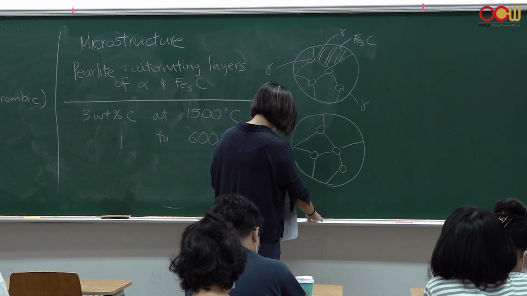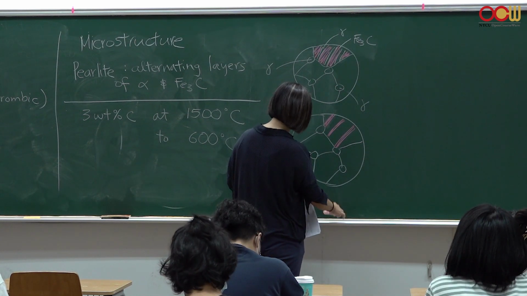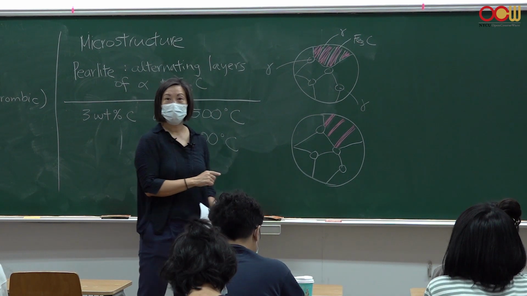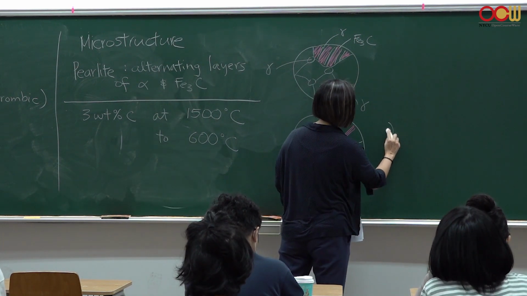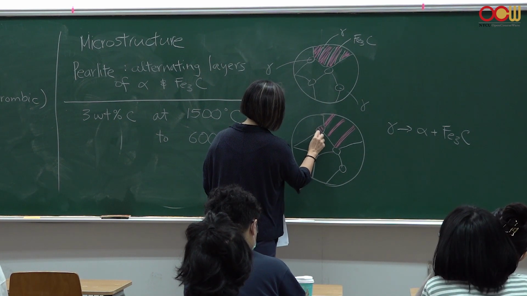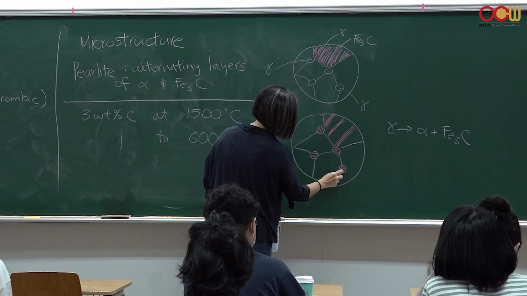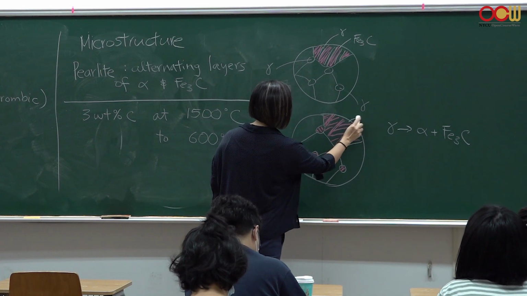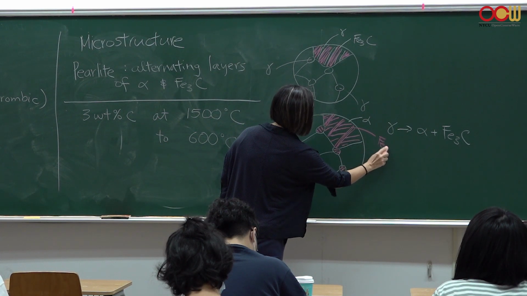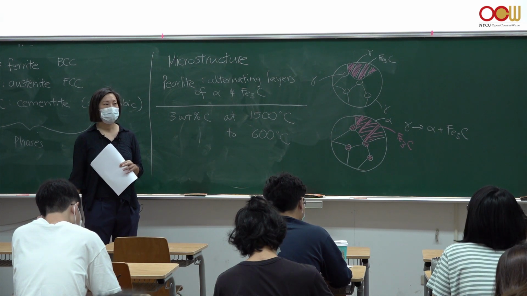And let's say my cementite is pink. I won't draw all of them. So I have my cementite and my austenite. And my austenite will change, so we lower the temperature, the austenite goes to alpha, and the pink is cementite. So all of my austenite phases will become ferrite and cementite.